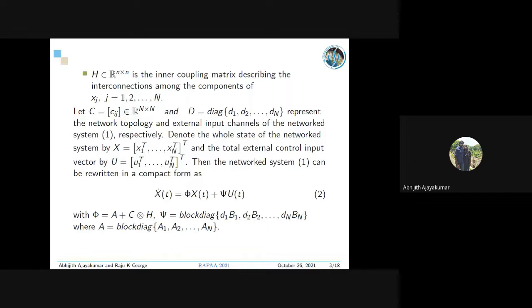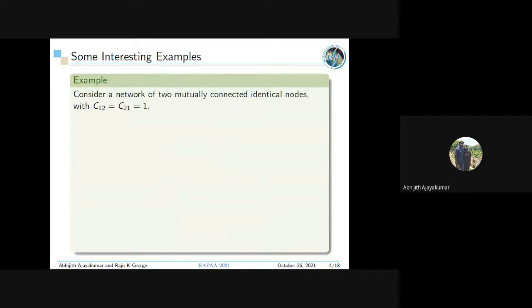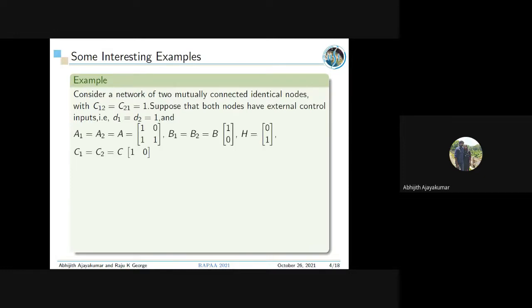This is a representation for a networked system, and I'll now show some interesting examples on the controllability of such a system. Consider a network with two connected nodes with C12 and C21 equal to 1, and D1, D2 equal to 1 means both the nodes 1 and 2 are under control, and the state matrices are given. State matrices, control matrices, and the observability matrix are given.